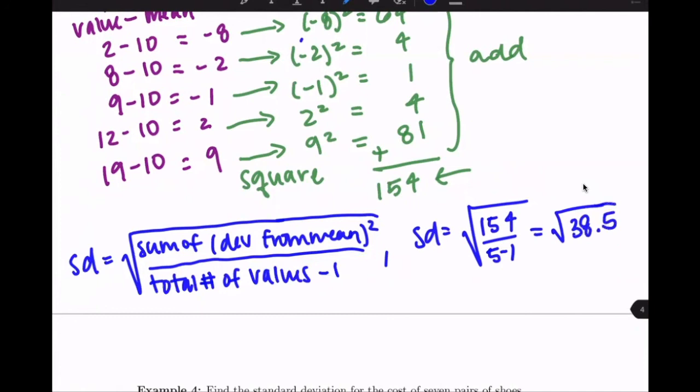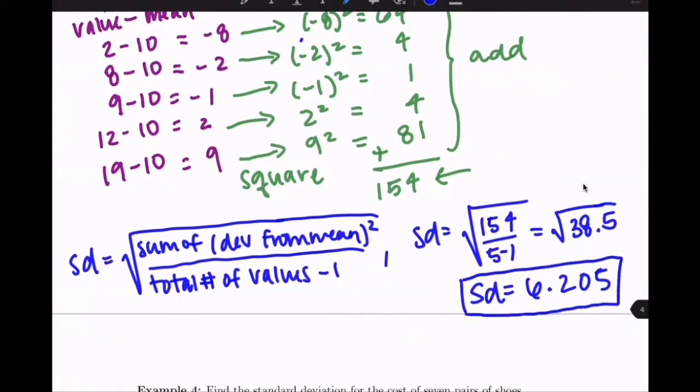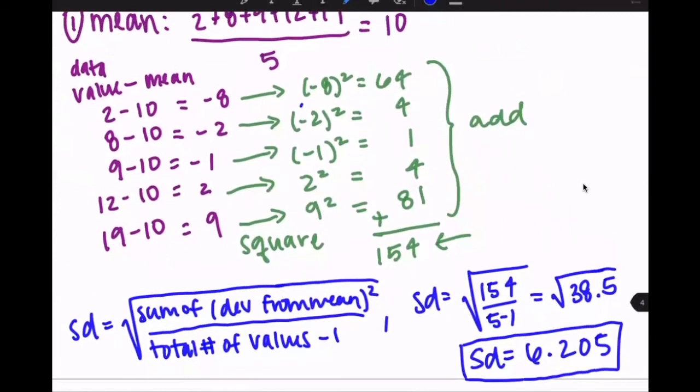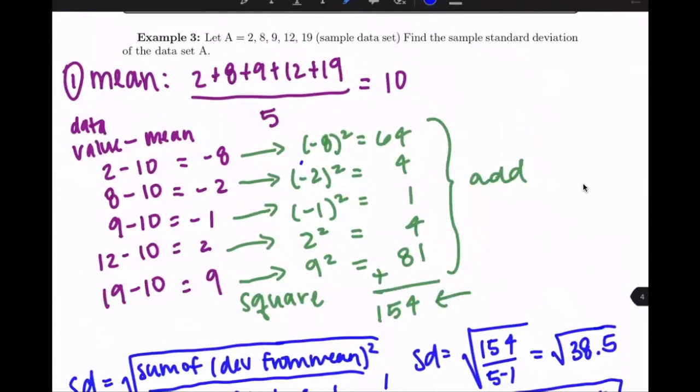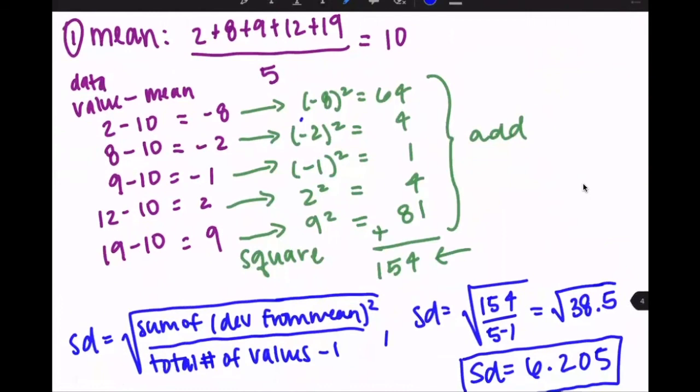So that means that the standard deviation is equal to 6.205. Okay. So as one single problem, first we find the mean. Second, we do data value minus mean for every single one of our data values in our set. Third, we square those values. Fourth, we add them all together. And lastly, we use the formula. All right.